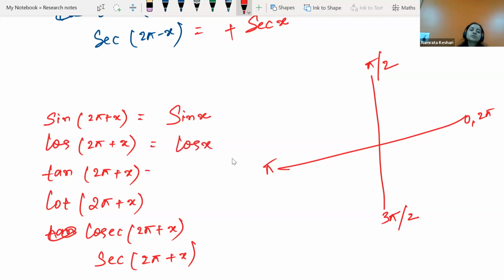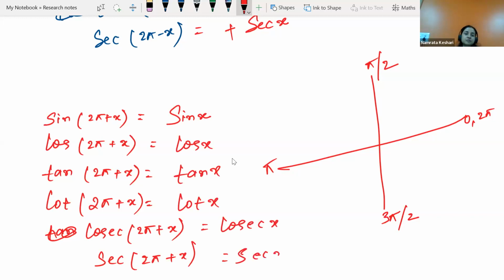This is also positive. All are positive. And we are done. Now, anytime we have any angle, we don't have to memorize it. We understood the concept, right?